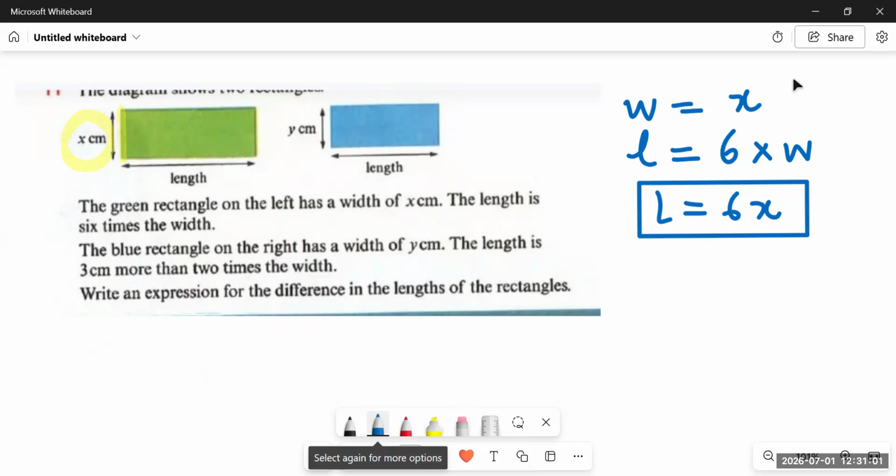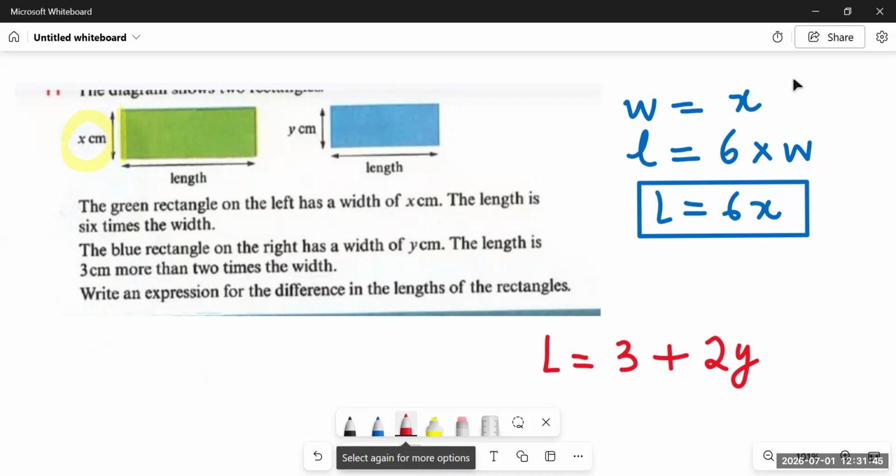Okay? And the blue rectangle on the right has a width of y centimeters and the length is 3 centimeters more than 2 times the width. Oh my God. They are saying the length is 3 centimeters more, meaning 3 plus, then 2 times the width. And what is the width? It's y. We're not writing w, we are writing y because y is expressing the width. So the length will be 3 plus 2y.